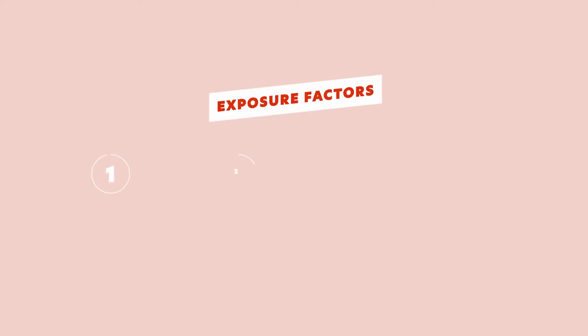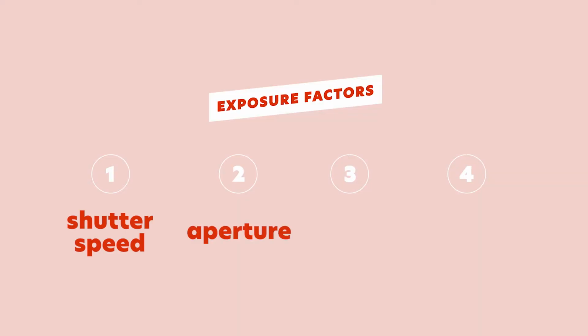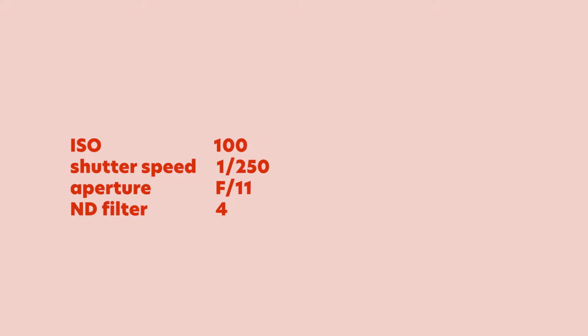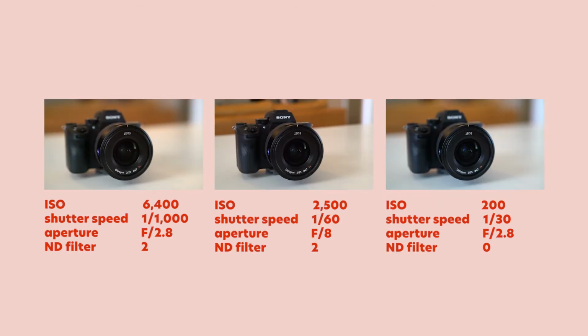Now that you're in the driver's seat, let's talk about the 4 ways that you can control exposure with your camera. And they are shutter speed, aperture, ISO, and ND filters. Now we're gonna break down each of these in just a second, but first, it's important to remember that you can mix different combinations of these 4 factors and still have the same exposure or have the same amount of light in your shot. So all of these shots have the same brightness, but we change these 4 factors in different ways to get to the same exposure.